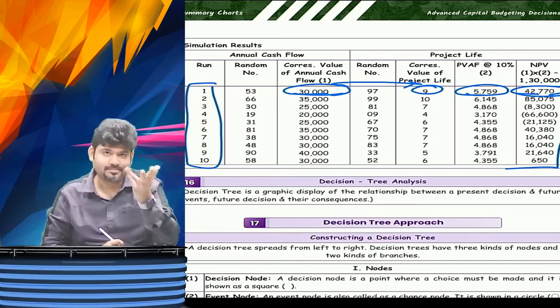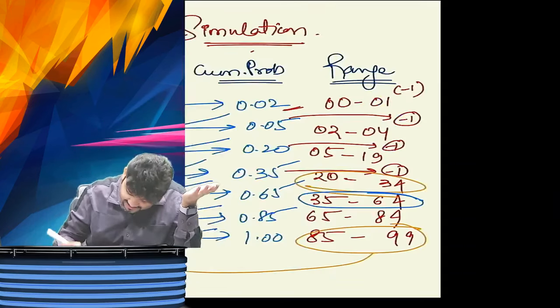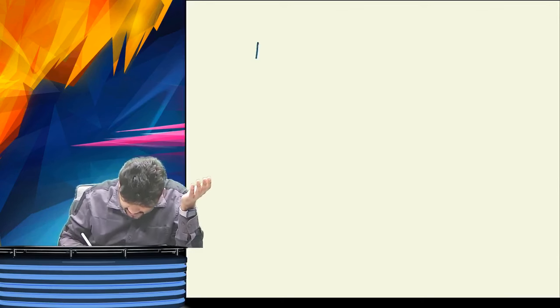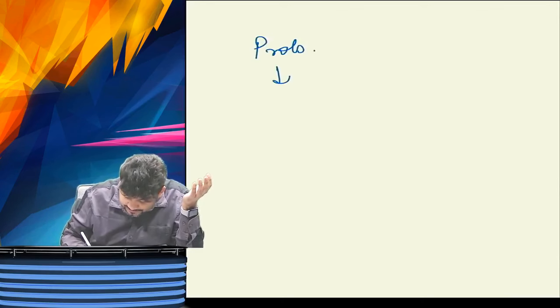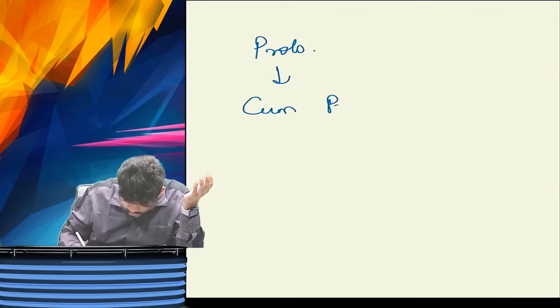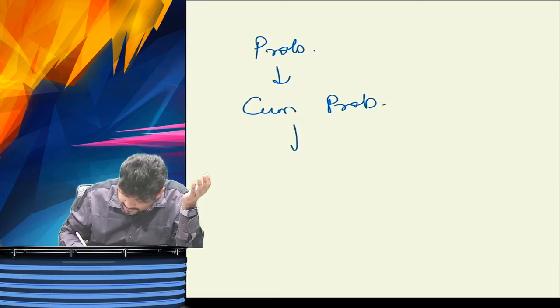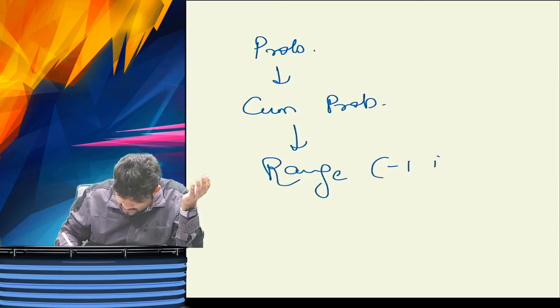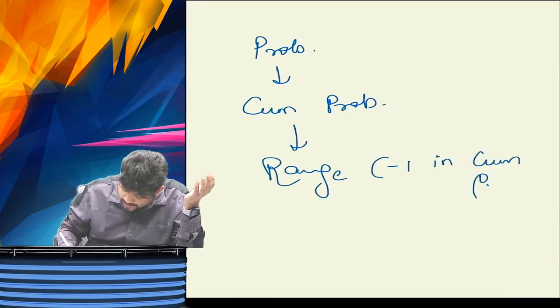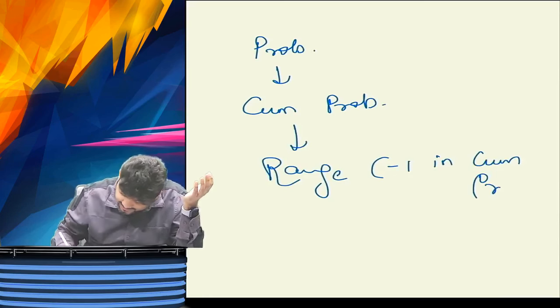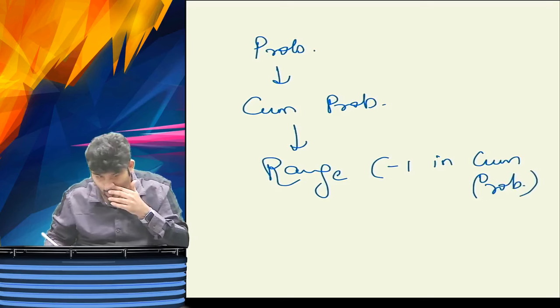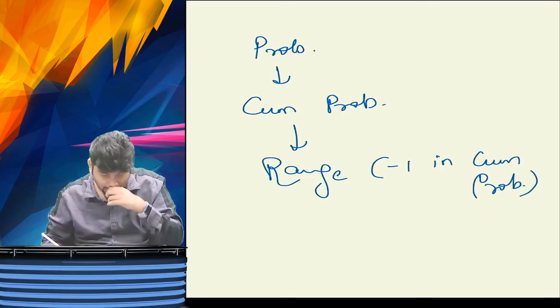Hopeless. But if it was there, we had to do it. We had no option. So, what's the step for simulation? Probability. Cumulative probability. Range. Always do minus 1 in the cumulative probability to get the range. Got it, guys? Done.